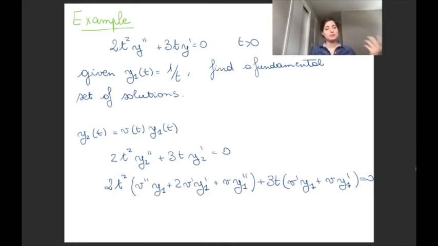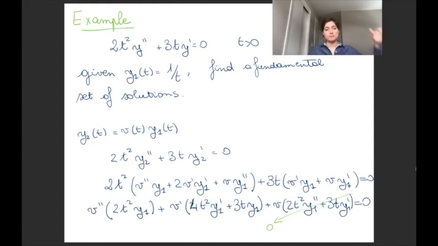So we have 2t second block of v second y1 plus 2v prime y1 prime plus v y1 second. And then we have 3t v prime y1 plus v y1 prime. All of this is equal to 0. We mix things around in such a way as to have v prime times something, v second times something, and v times something else. And we notice that the coefficient in front of v is exactly the ODE we started with for y1. So that simplifies to 0.